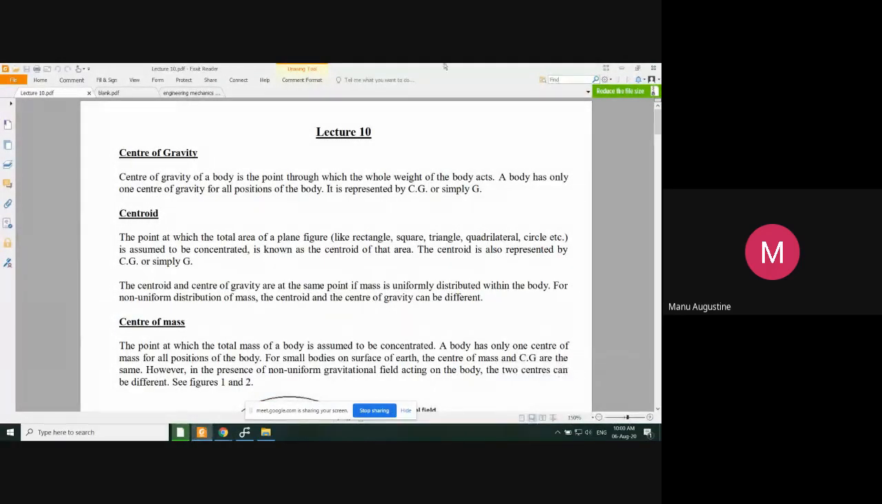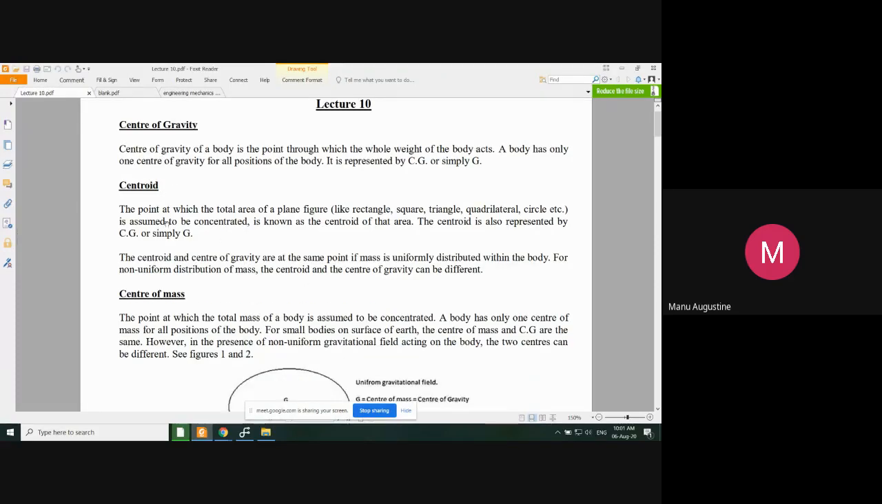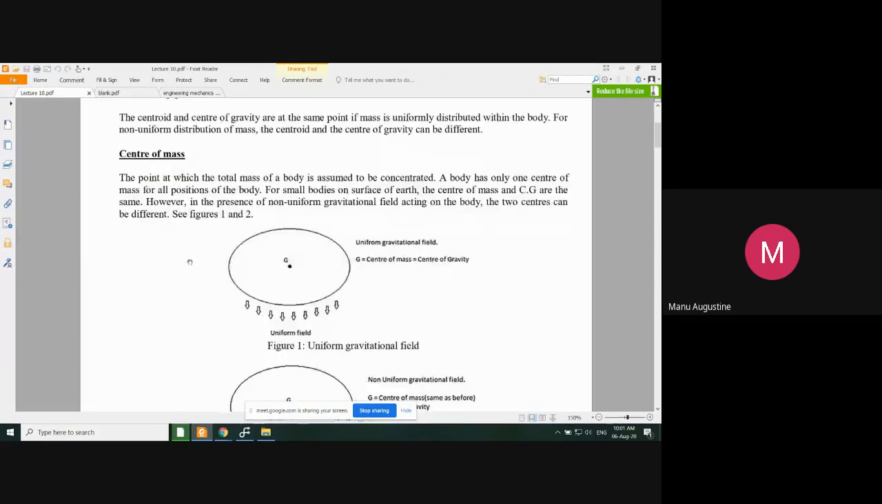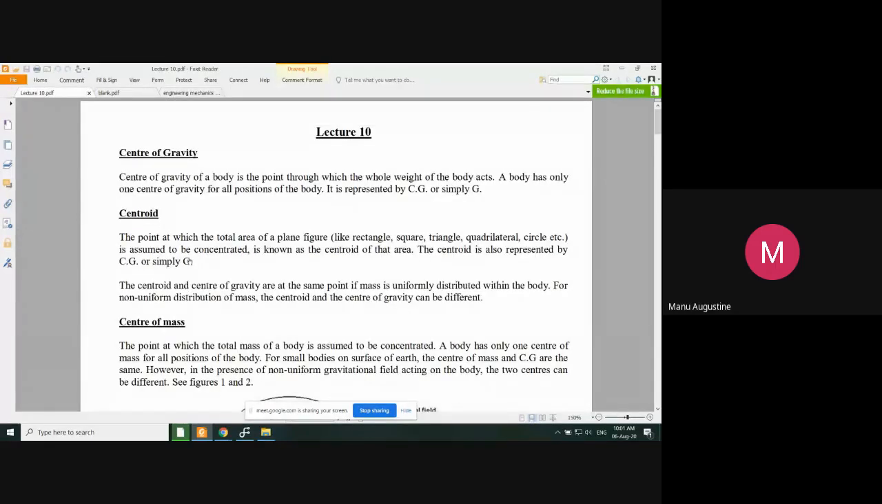Okay, now today's lecture is going to start with a new topic, and that is centroid, center of gravity, center of mass. These are terms that you have heard at some point of time in your physics classes earlier while you were in school. Now, let us understand the concept once again, and let us start with the term center of gravity.